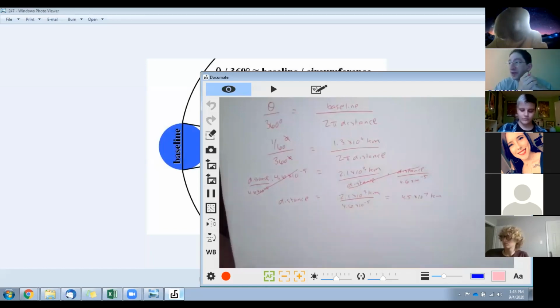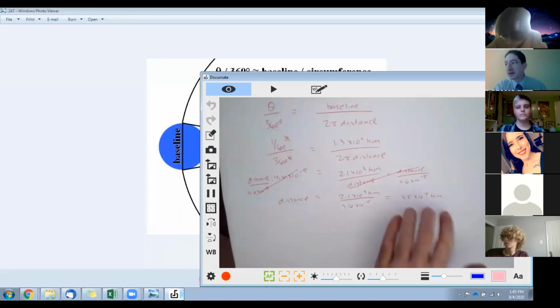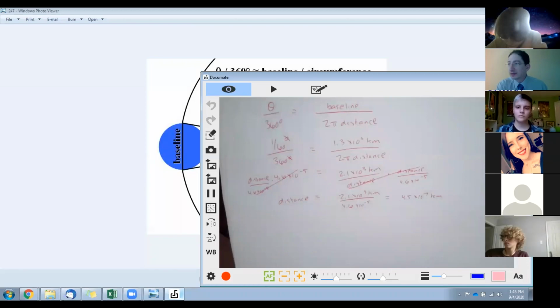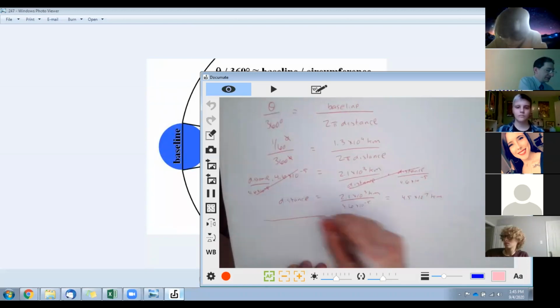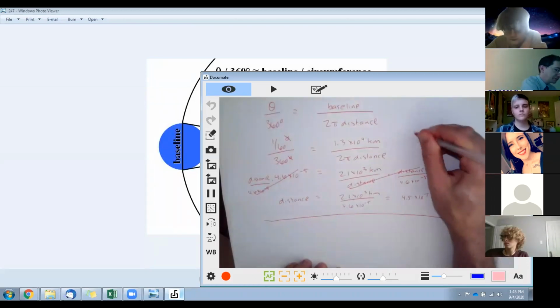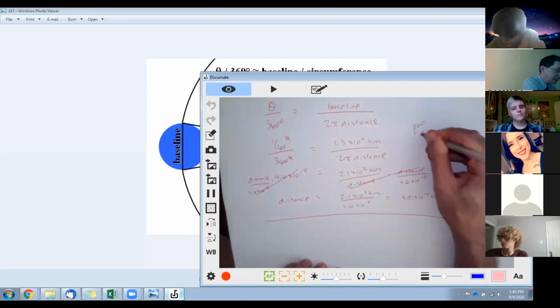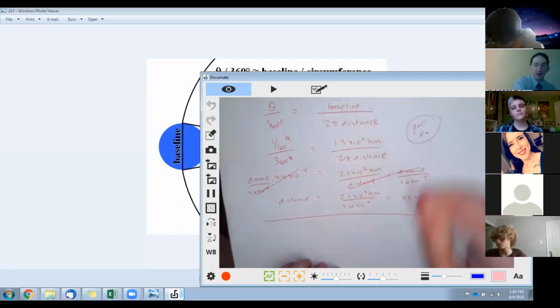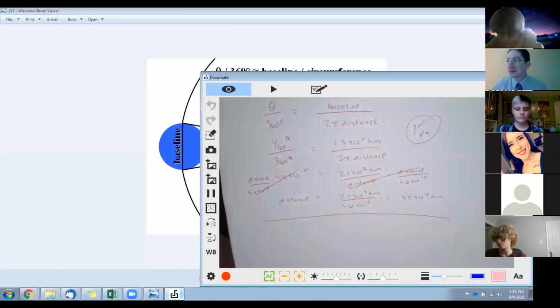So that's an example of how to do a parallax calculation, Earth baseline parallax in this case, and the distance to Venus at closest approach is that many kilometers. This is a parallax example. But what we're really going for is how many kilometers in an astronomical unit. Once we set that, we've set the distance to everything in the solar system.